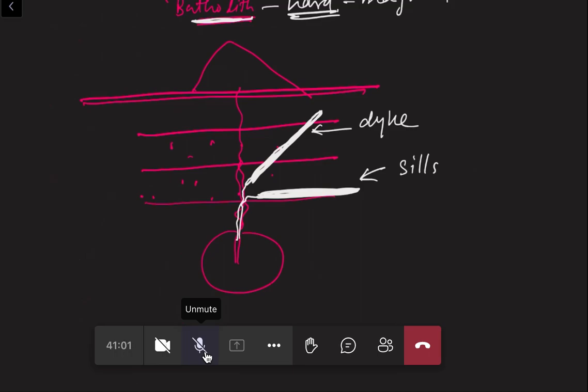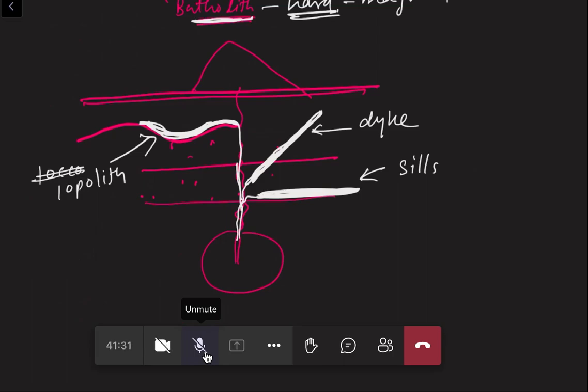Sometimes the magma comes up, and because of the structure of the bed, suppose the bed structure is like this, the magma comes out and fills this gap or this space. It takes the shape of this. If it is saucer shape, then what do we call it? Lopolith.